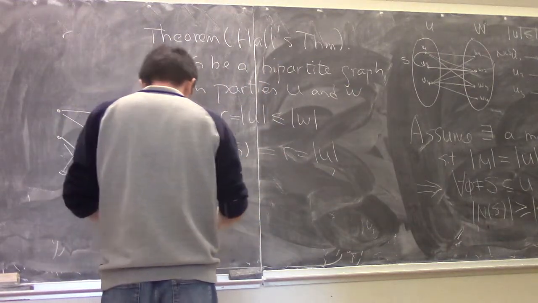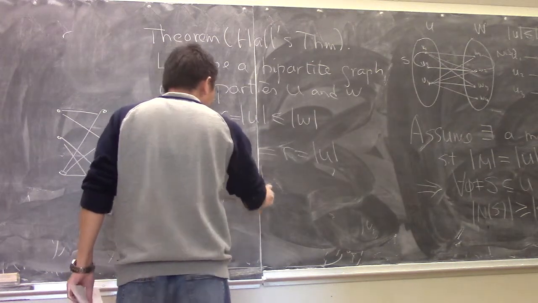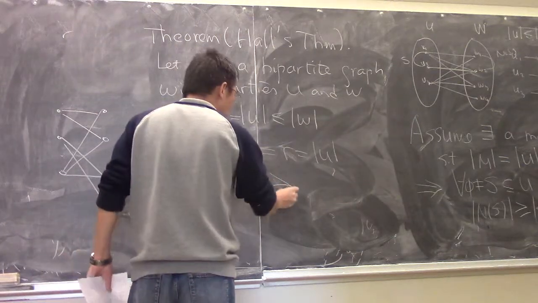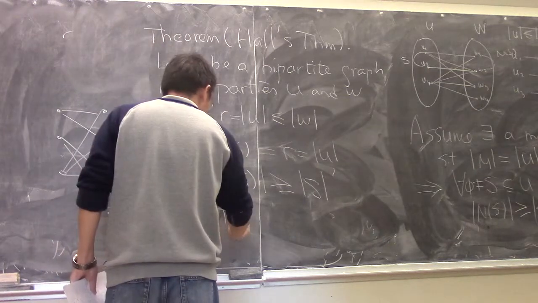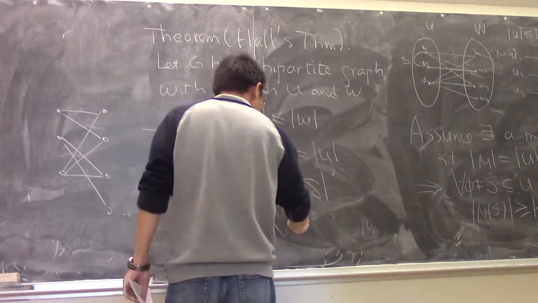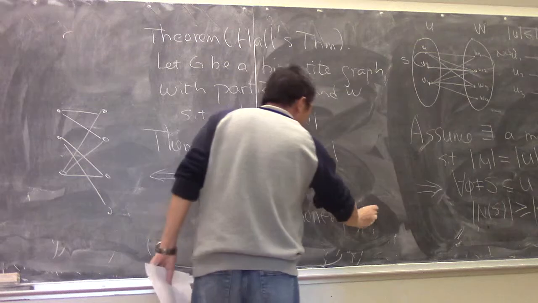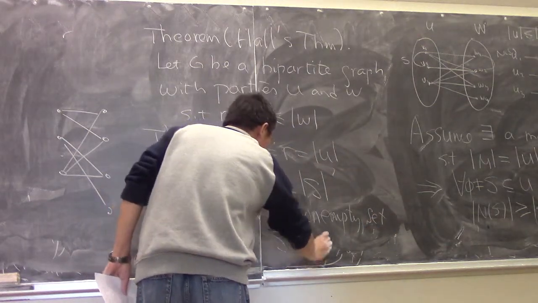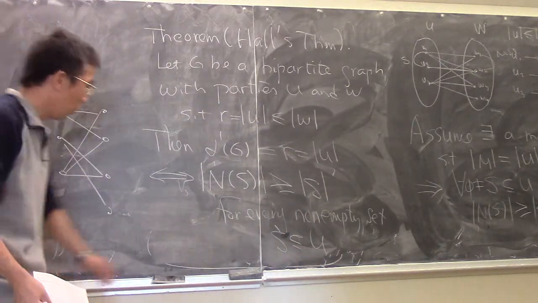Which means the cardinality of the neighborhood of S is always larger than or equal to the cardinality of S for every non-empty set S contained in U. So the converse is also going to be true. That's what we call Hall's theorem.